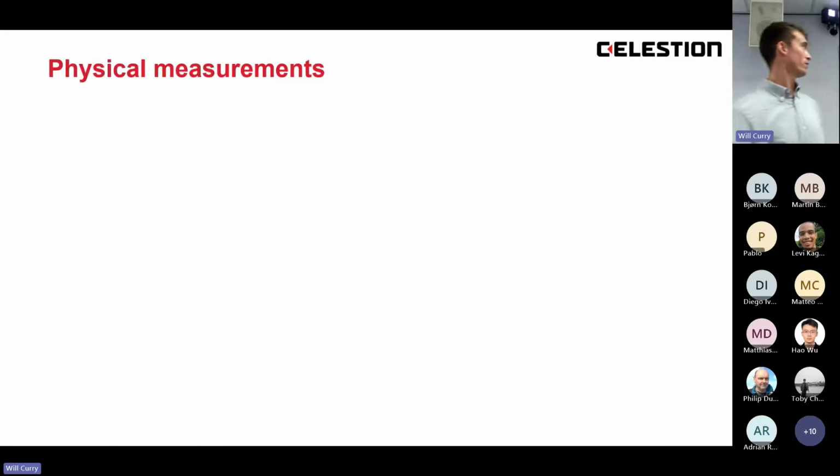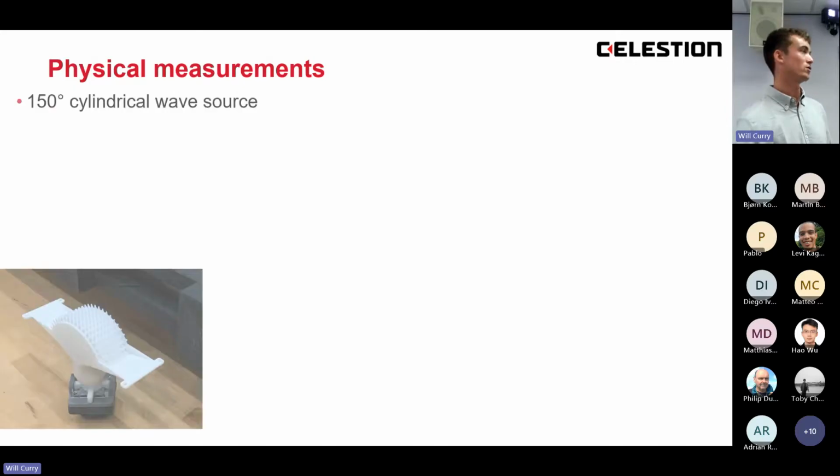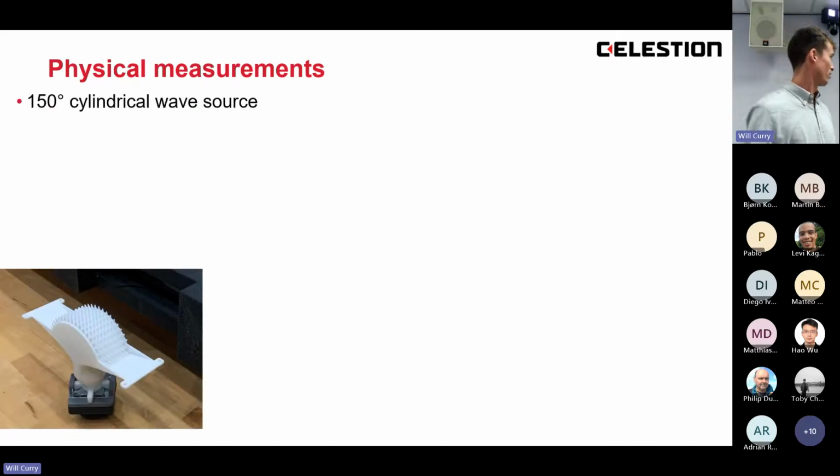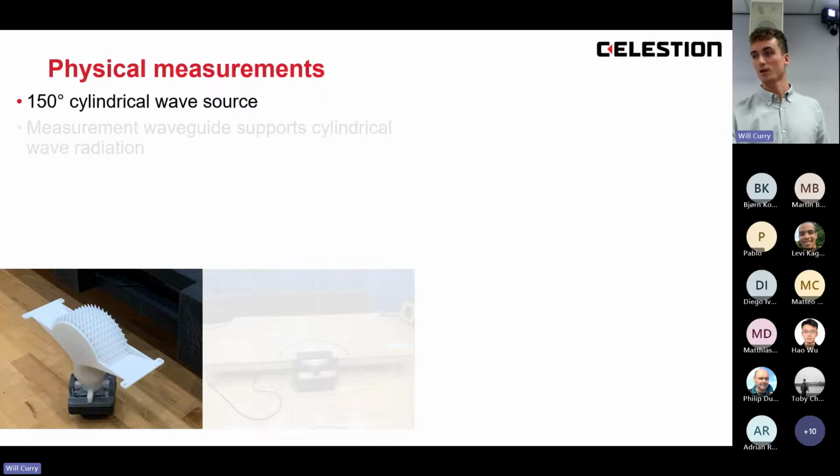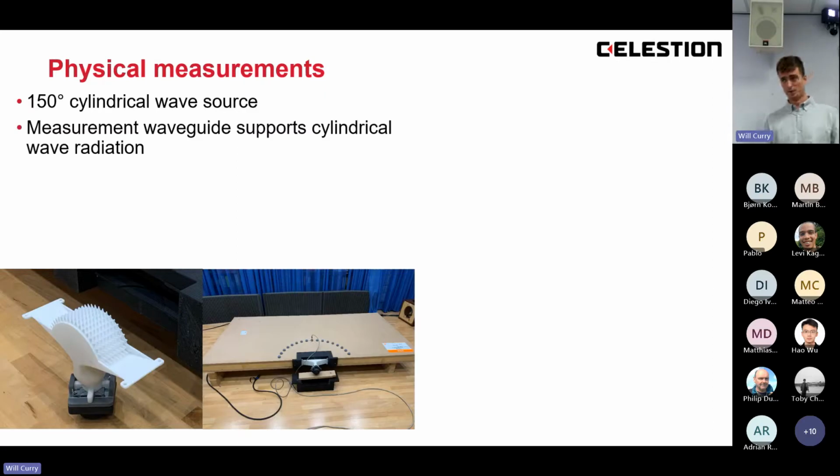So to validate the technology, we did some physical measurements. This is a 150-degree cylindrical wave source. This is really similar to the one on the last slide, except it's a bit smaller. And we created a big measurement waveguide which supports cylindrical wave radiation. So this is the same acoustic load that it would get if it was in an infinite line source. At the moment, the microphone is in the on-axis position, but you can see there's these sort of plugs where you can put the microphone in to measure the horizontal directivity.